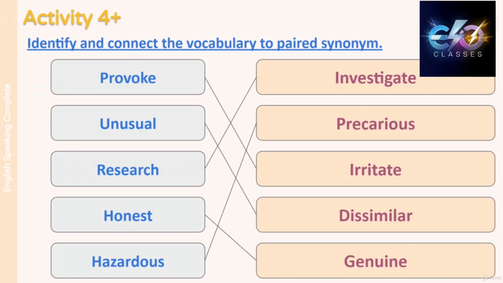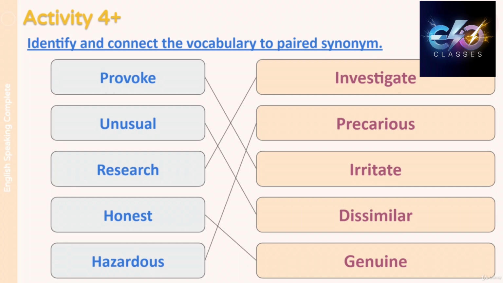Unusual and dissimilar. Dissimilar is probably slightly different, but it's definitely a synonym of unusual. Dissimilar is more like different. Different, of course, is a good synonym of unusual too. Not quite normal, unusual. Next up is research and investigate. Maybe slightly easier to get that. Research, investigate, these kind of studying verbs.